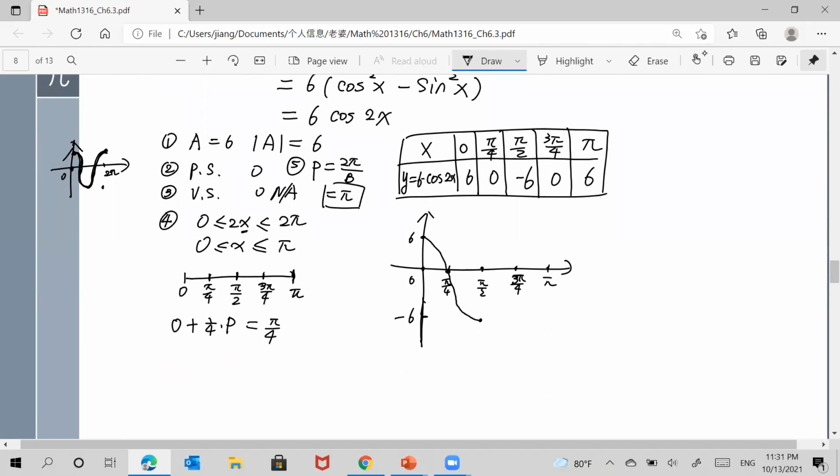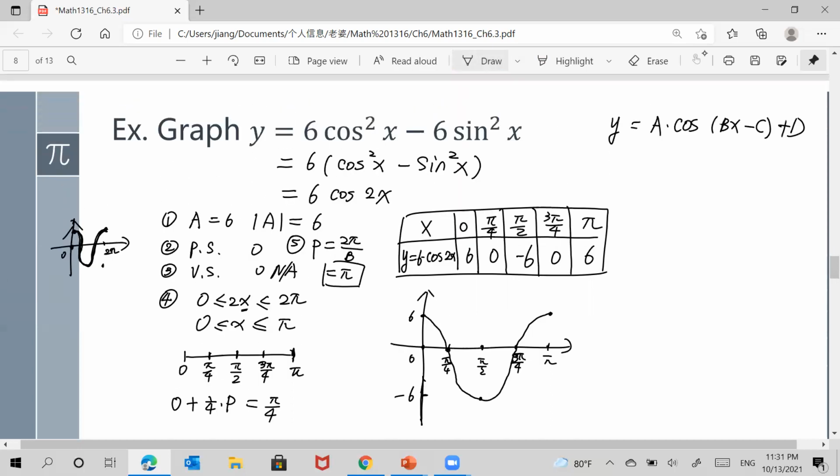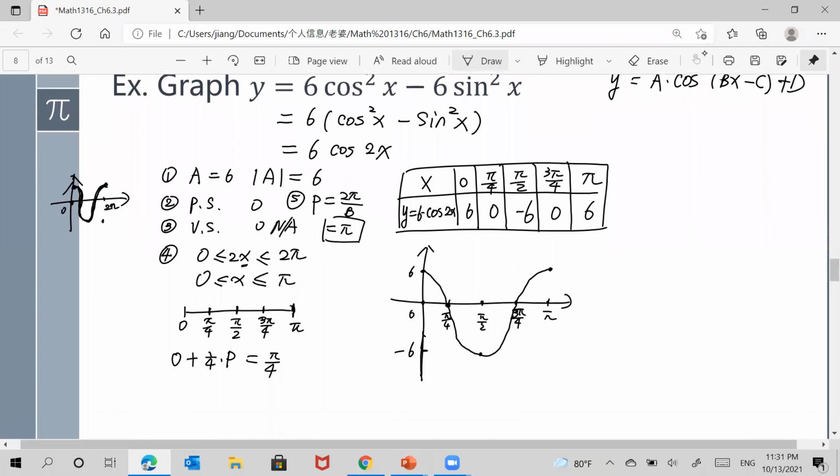My pen has a button, so sometimes I suddenly click it, it will turn to another page. Okay, and next point is also the x-intercept. I come to here, and then here is the maximum. So this is a way how we graph it. So this is the way this question helps you to do a review of graphing the trig functions.